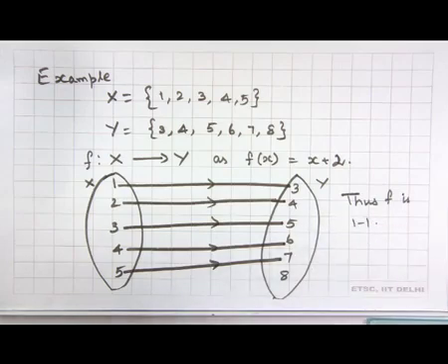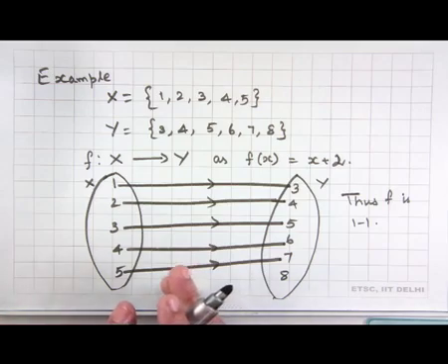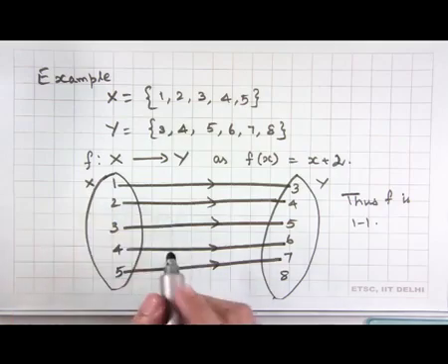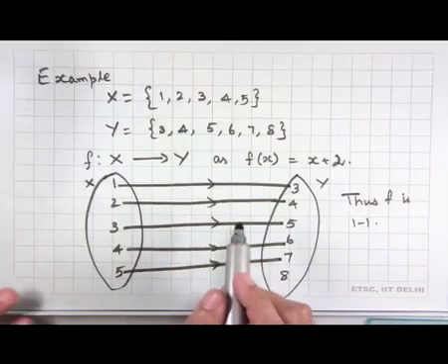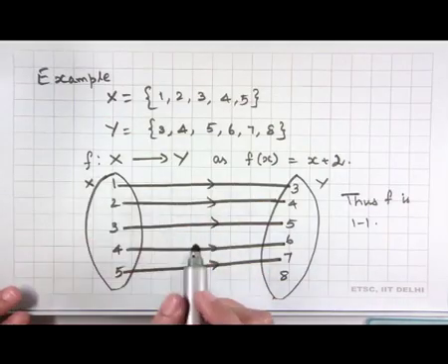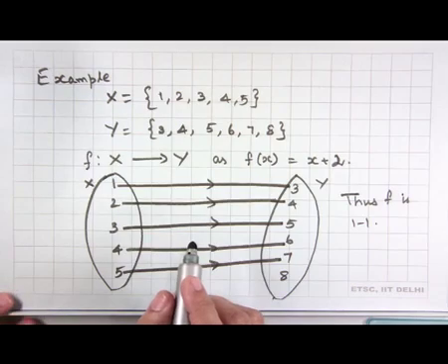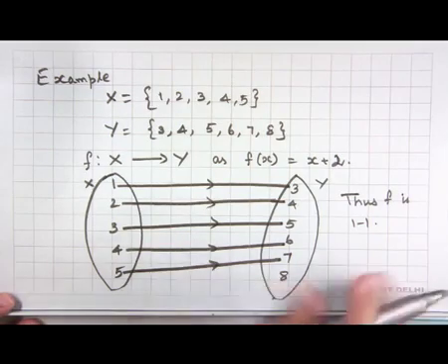In examples of this kind, where the situation is easy to describe pictorially, it is always good that you draw a diagram, because this kind of pictorial representation helps us in understanding whether a function is 1-1 or not. Now, let us look at one more concept.